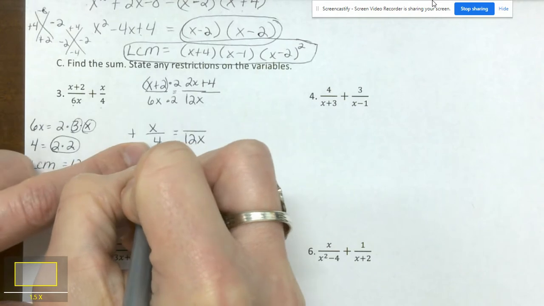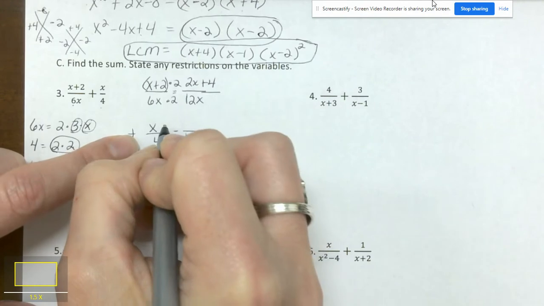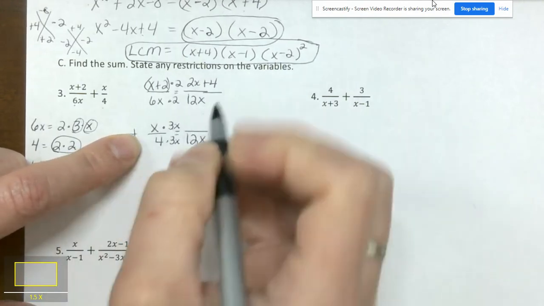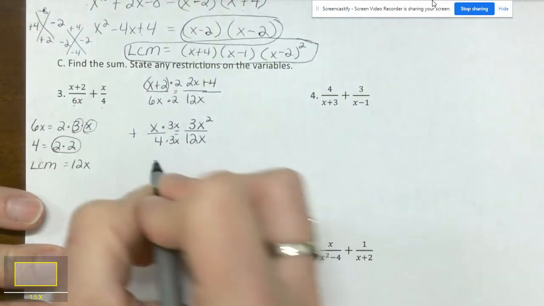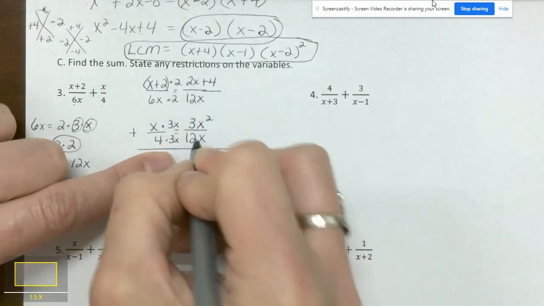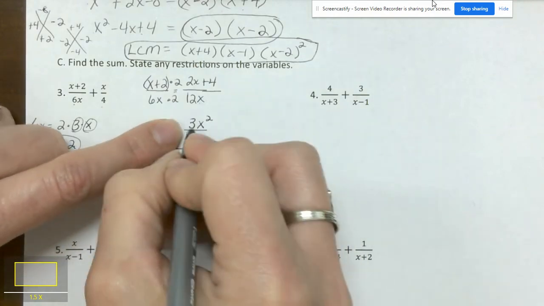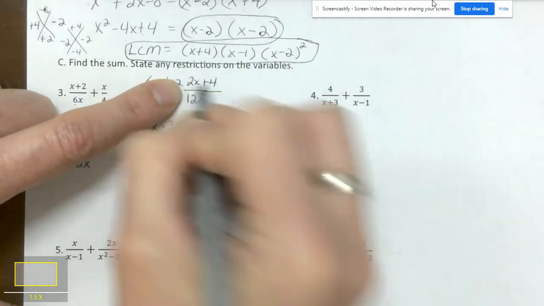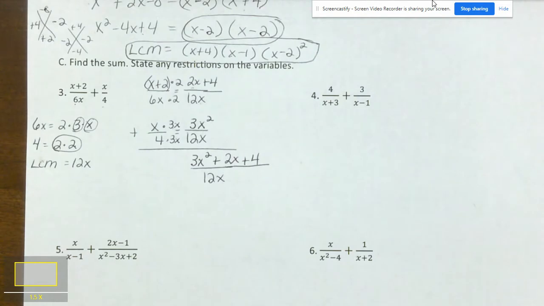Then down here, what do we multiply 4 by to get 12x? Well, that is 3x. So we got to multiply this x times 3x. Well, x times 3x is 3x squared. Okay, now remember, when you add, you keep the denominator. So I'm going to keep that 12x. And on top, we're going to have the 3x squared. I'm going to put this in standard form, 3x squared plus 2x plus 4. I can't put any of that together. So it's going to stay like that as my answer.